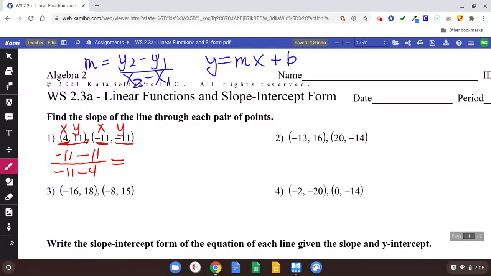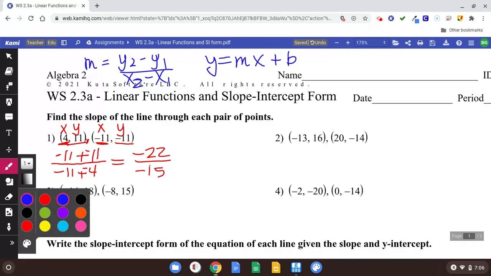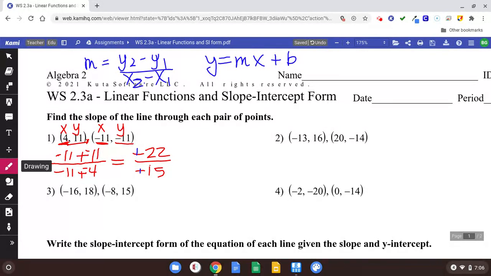Negative 11 minus 11. Okay, that's actually a subtraction. If you think about subtraction is add the opposite, you've got two negatives. Two negative 11s, that's going to make negative 22. On the bottom, negative 11 minus 4. I think of it as two negatives. That's going to make negative 15. If you want to think about add the opposite, it looks a little bit more like negative 15. Reduce your fraction. The only thing we can reduce here is negative divided by negative is positive. So that reduces to 22/15. There's your slope.